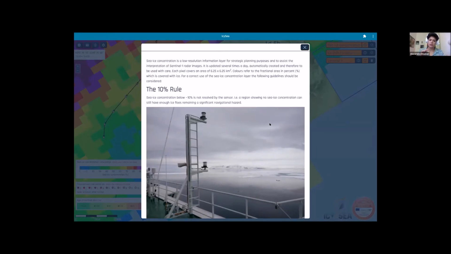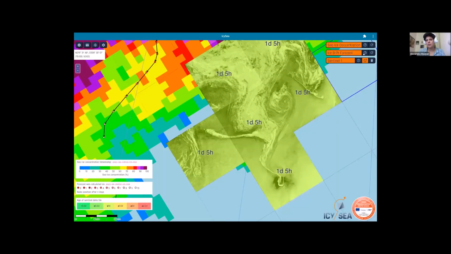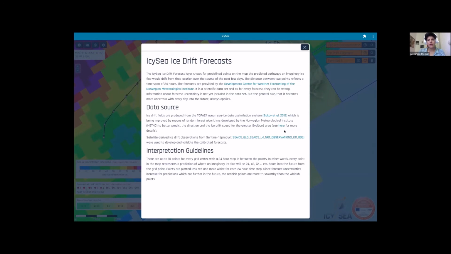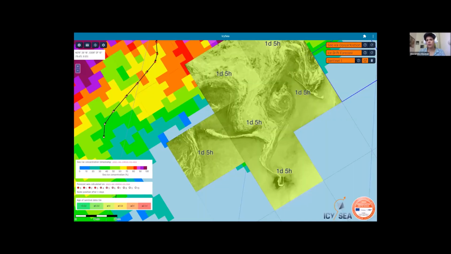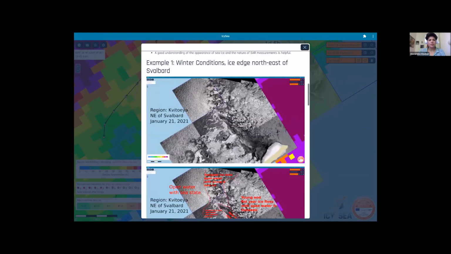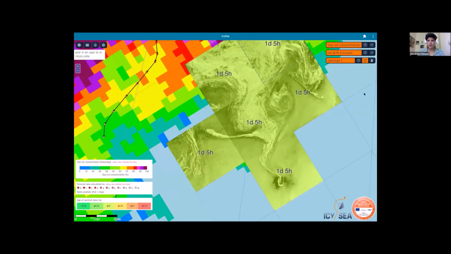And that's where you can also play with the Sentinel-1 images. There's lots of information on how to interpret these. And the same for the ice drift forecast, with the data sources and guidelines. And the same for Sentinel-1 images, some guidelines, some examples. So you can always go there. And if you have any questions, you can always email us. Our emails will be at the end.